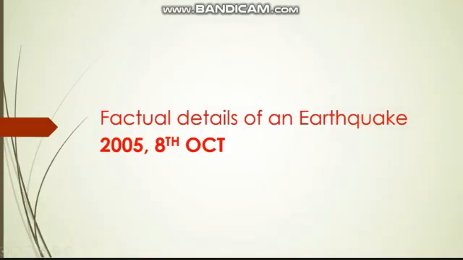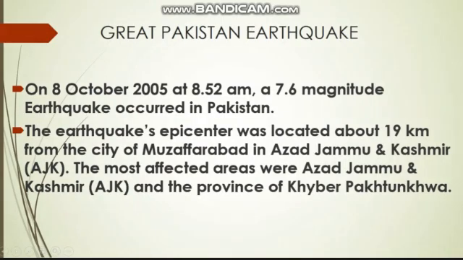Now the factual details of the 2005 earthquake. On October 8, 2005, in the morning, a 7.6 magnitude earthquake occurred in Pakistan. It was a devastating one. Its epicenter was located about 19 kilometers from the city of Muzaffarabad in Azad Jammu and Kashmir. These are the areas which were highly affected by this earthquake. Khyber Pakhtunkhwa is also one of the areas that was largely affected.